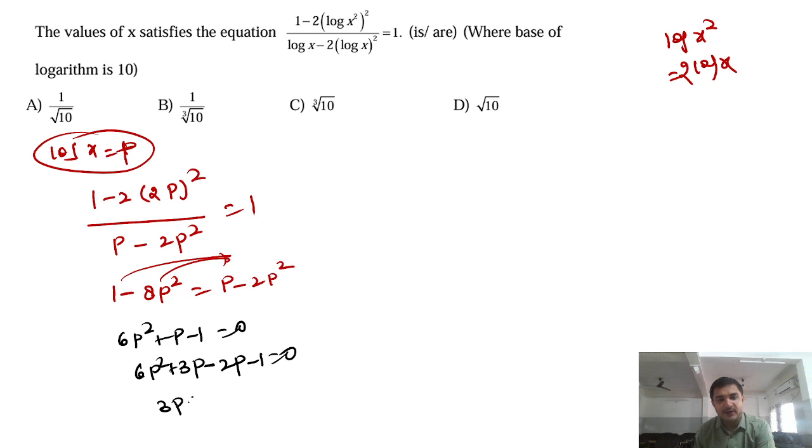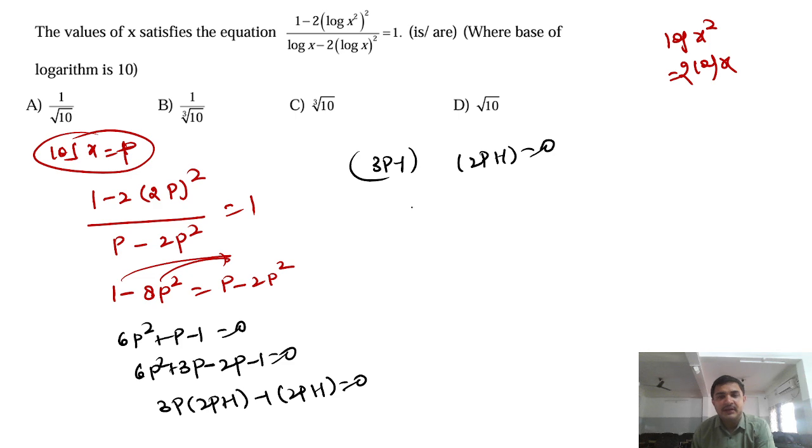From here, taking 3p common out of it, we'll get 2p plus 1 minus 1, 2p plus 1 is equal to 0. So in that case, we'll get (3p minus 1)(2p plus 1) is equal to 0, right? So p is equal to 1 by 3 or p is equal to minus 1 by 2, isn't it? So in that case, base is 10, okay?